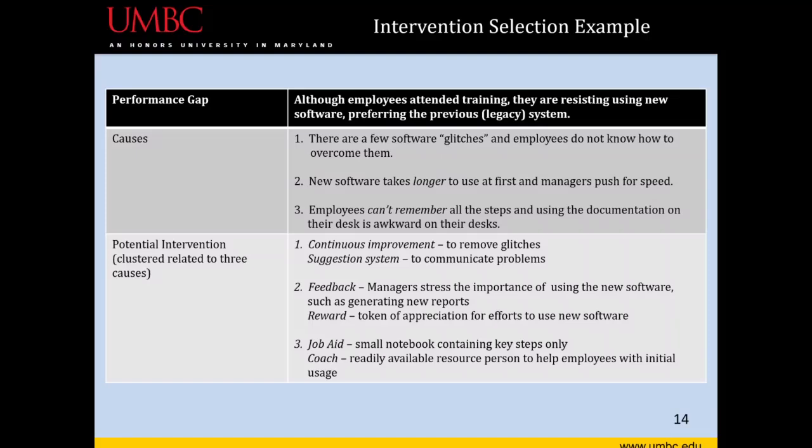Under cause number 2, the new software takes longer at first to use. Okay? The interventions could be feedback. The manager stresses the importance of using the new software, maybe some of the benefits of this new software, such as generating new reports, and it's going to save them time. So that they understand it's important to be able to use the new software versus the legacy system. Also, in this area, you might want to have some type of reward system where there's a token of appreciation for efforts to use the new software, anywhere from maybe monetary to something as simple as just writing down a thank you note.